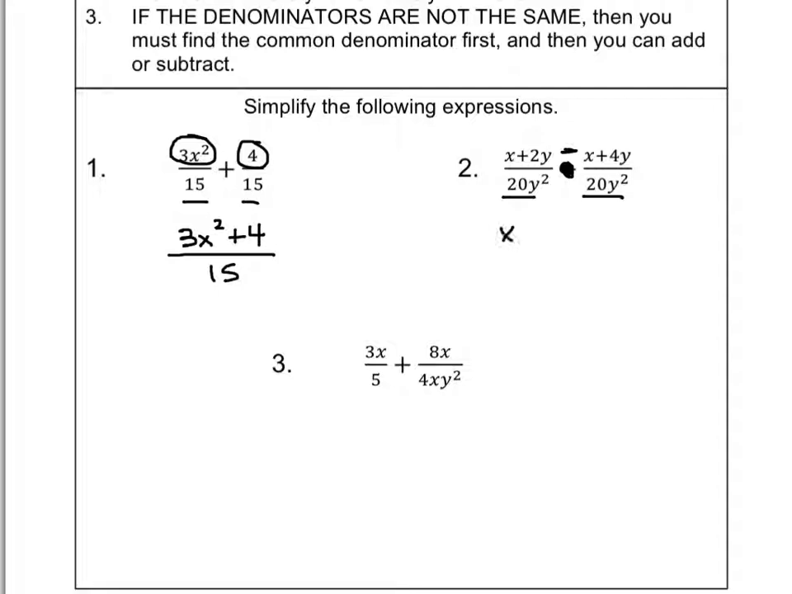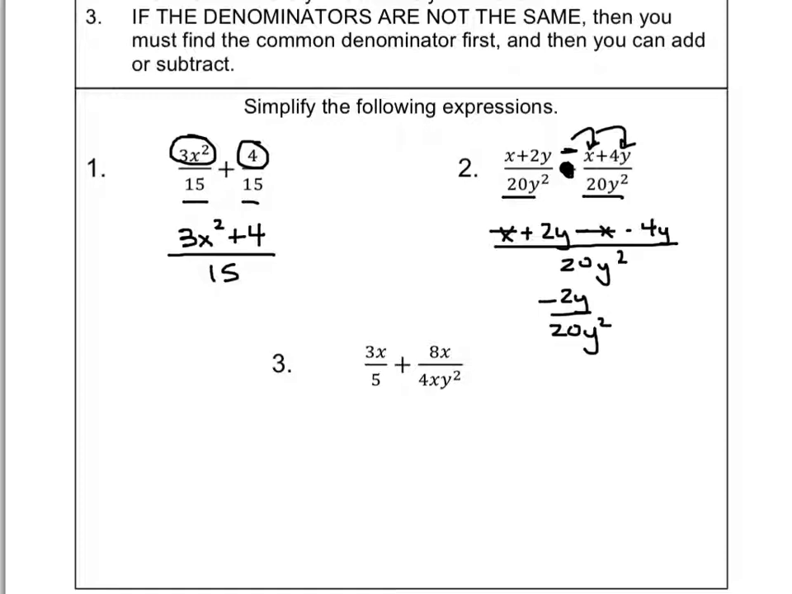So I'm just going to combine my like terms. I've got an x plus a 2y, and again, I have to take this negative and distribute it to everything. It doesn't just make the first term negative. So then it's minus x and minus 4y. If you don't distribute the negative, then you're going to miss every single one of these problems. So now, once I've done that, I can combine my like terms. My x's are going to cancel out because I got one positive, one negative. Positive 2y and negative 4y is negative 2y over 20y squared.